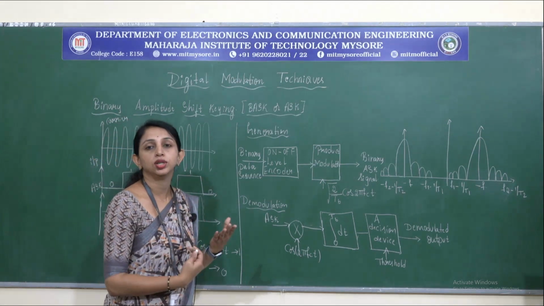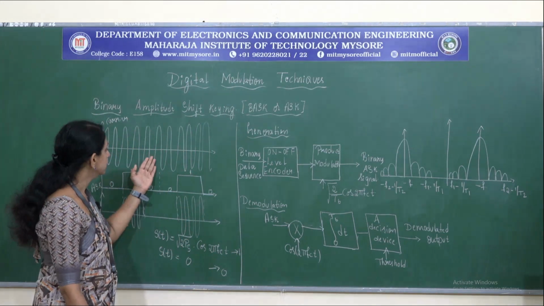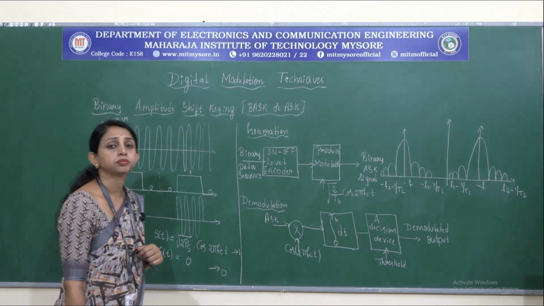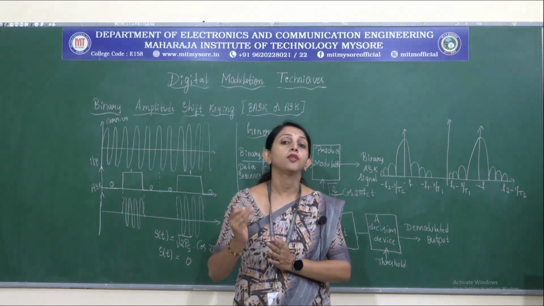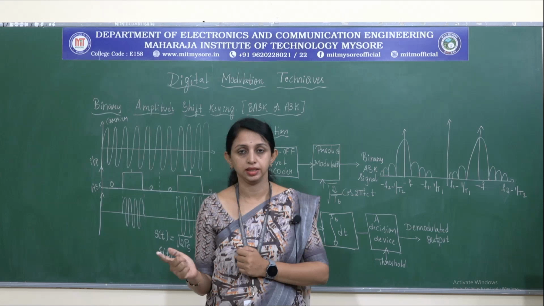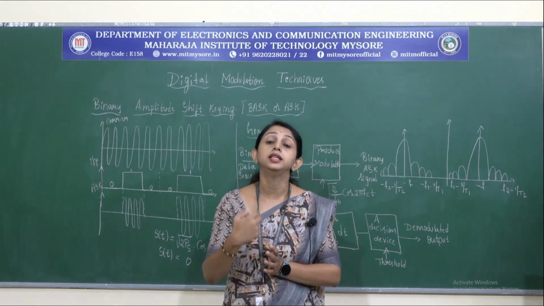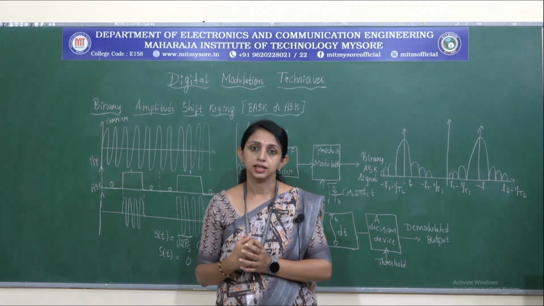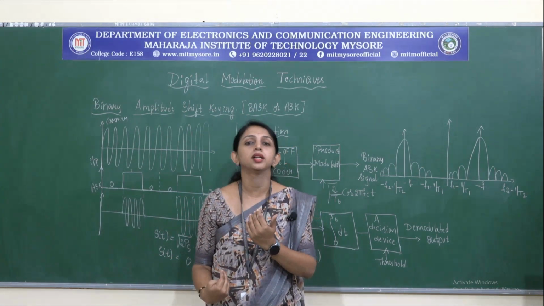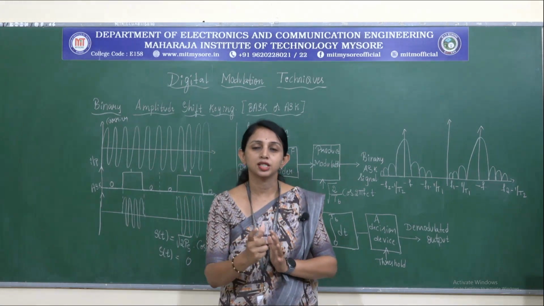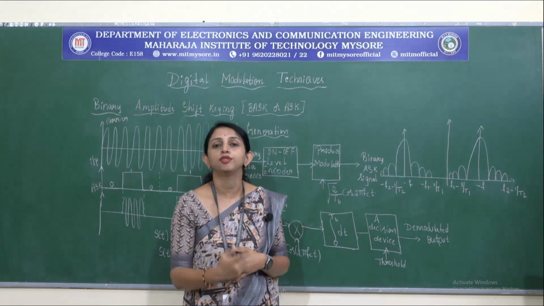In ASK, we are changing the amplitude of a carrier on the basis of the digital signal. These are the two equations, and this is the waveform for ASK. As I told you, for every type we need to analyze two circuits: how we are going to generate a modulated signal, and how we are going to generate back, that is demodulate, the ASK signal. So one is the generation of ASK and the other is the recovery of the original signal from ASK.